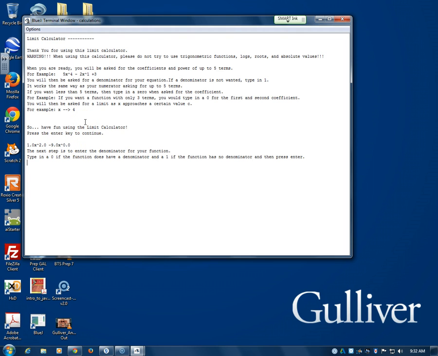Now it's asking if you want a denominator. If you type in 1, it puts a 1 as a denominator, meaning there's nothing.